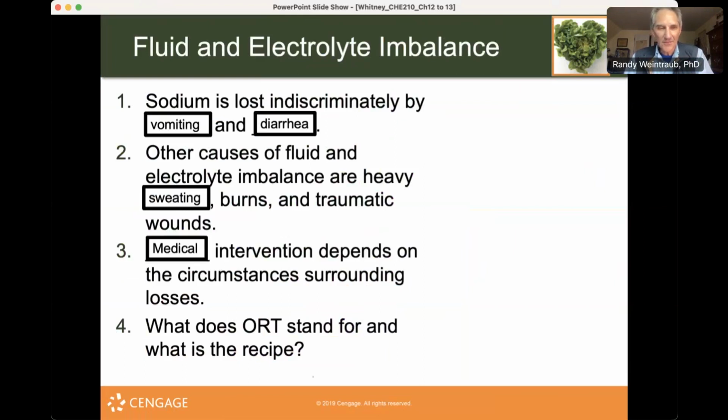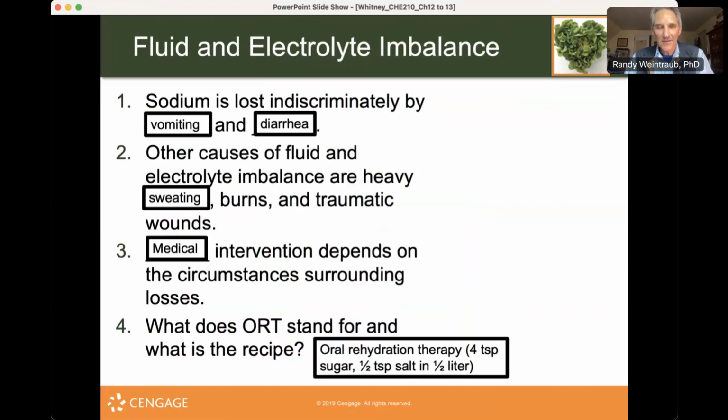And ORT stands for a recipe for restoring electrolyte imbalance. And what this is, oral rehydration therapy. It's a good thing to remember. And roughly a mixture of 4 teaspoons of sugar, a half a teaspoon of salt, in a 1/2 liter.